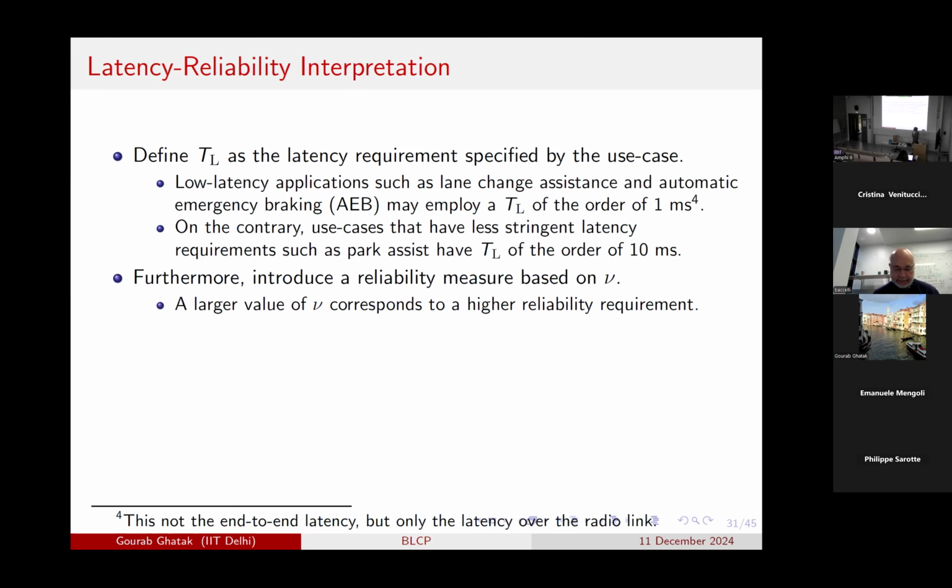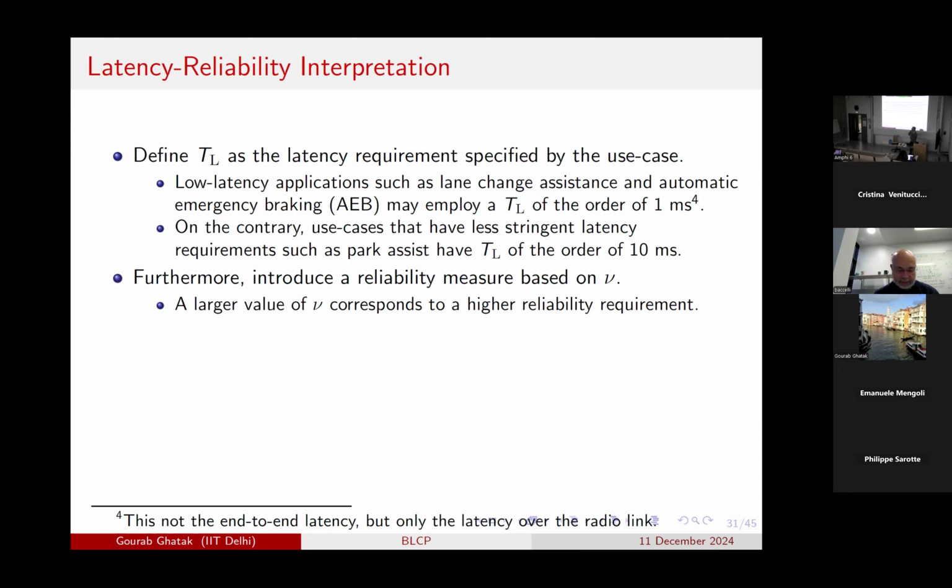Furthermore, we introduce a... yeah, so this is better. There is a constraint on latency, but you have to couple it with the constraint on the reliability. Yeah, that will be the nu. So we introduce the reliability measure based on nu. So a larger value of nu corresponds to a higher reliability requirement.